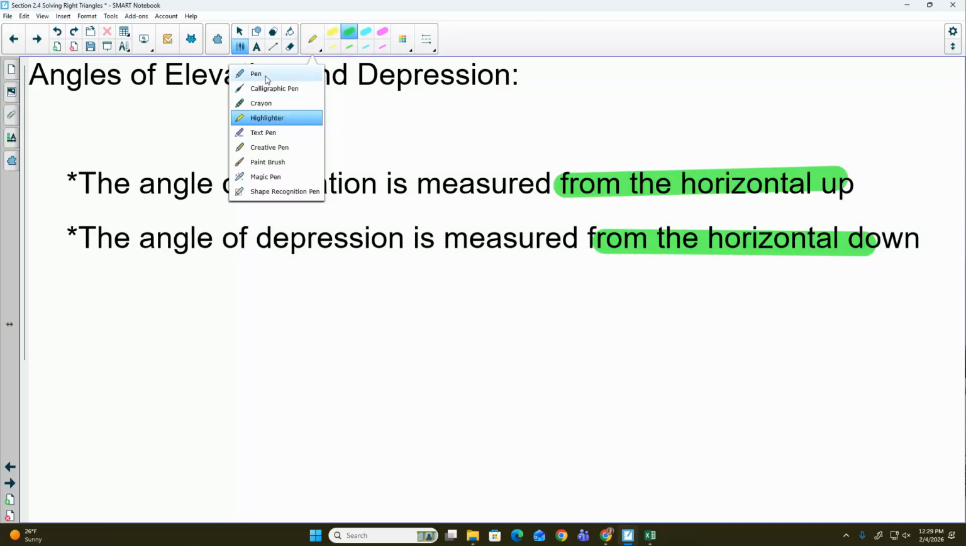So we are just going to look at some problems, see if we can draw a picture. And then yesterday we practiced solving for given pieces. Make sure you have a calculator and make sure it's in degree mode.